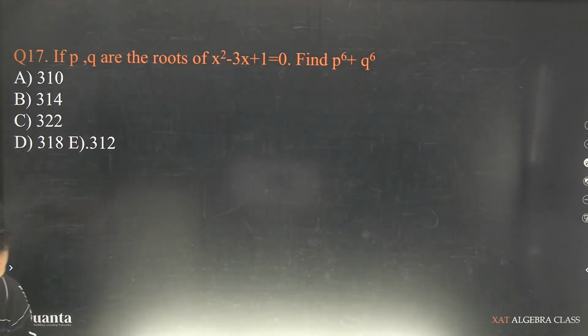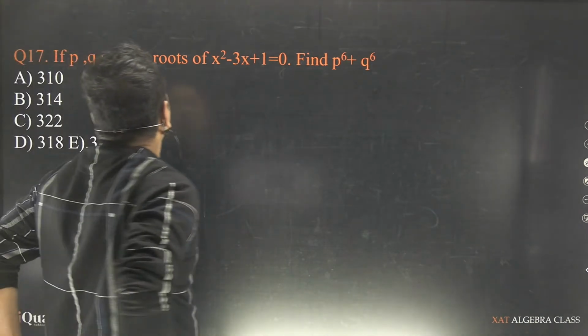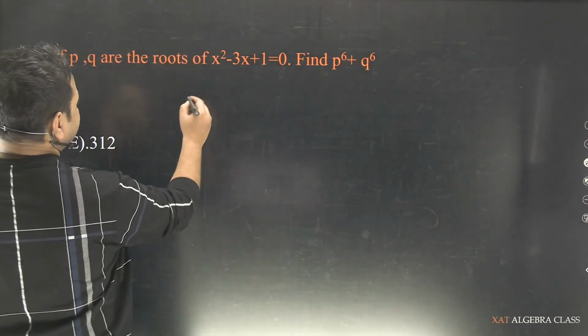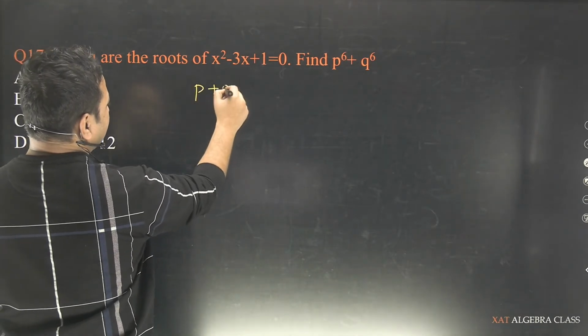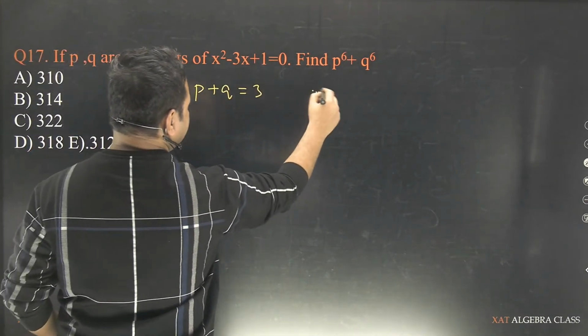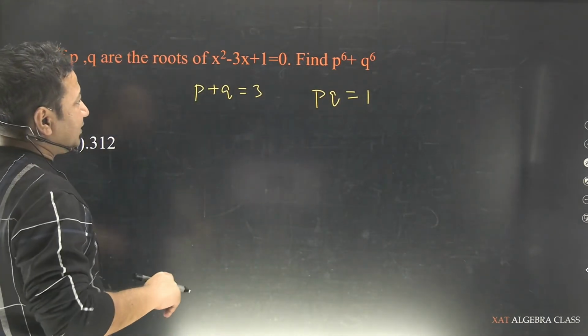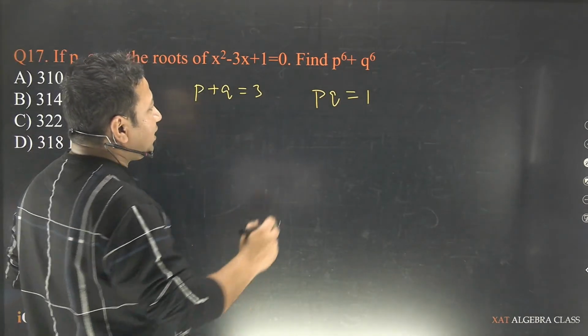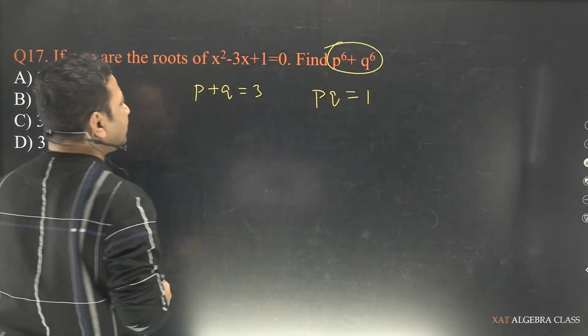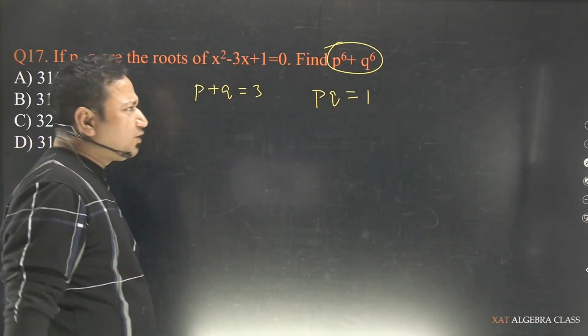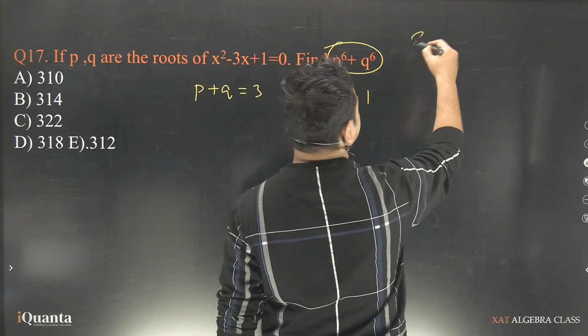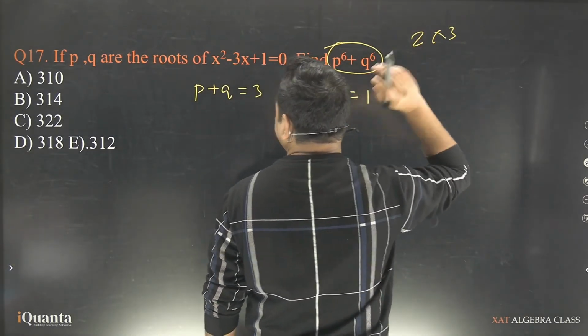Okay. So here we have P and Q as the roots of a quadratic equation. So I can say that P plus Q is equal to 3 and the product PQ is equal to 1. Okay. Once we have established this, we need to go to the sixth power. So first of all, what is the sixth power? What is 6? 6 is 2 multiplied by 3, isn't it?